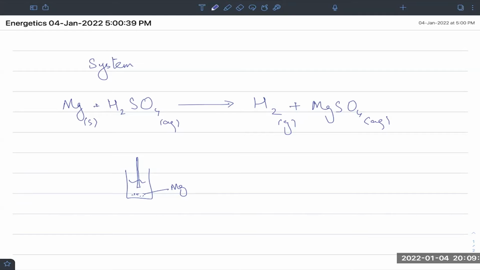What about this solution? Water in there. Is that part of the system? Sir. Why not? Sir, I don't know. It just doesn't feel like part of it. It's not actually, because right now, the only thing that is part of the system are these two things. Water is the solvent. All it's doing is separating the particles away from each other. They're not part of the system.